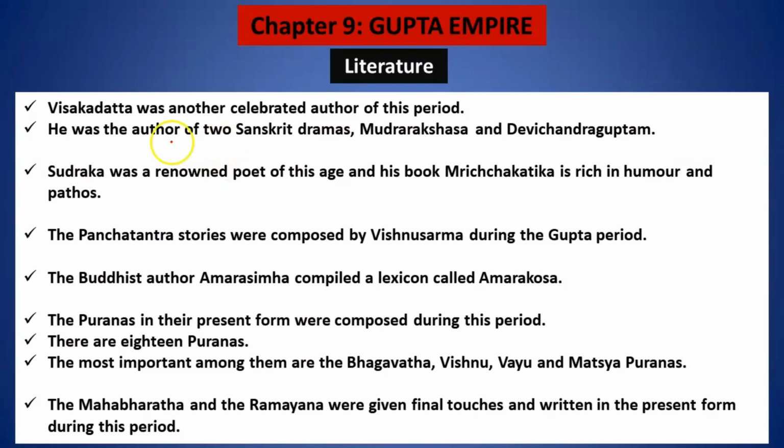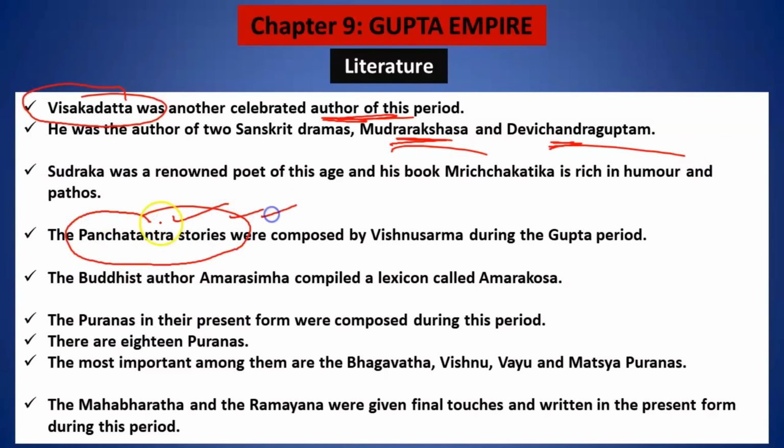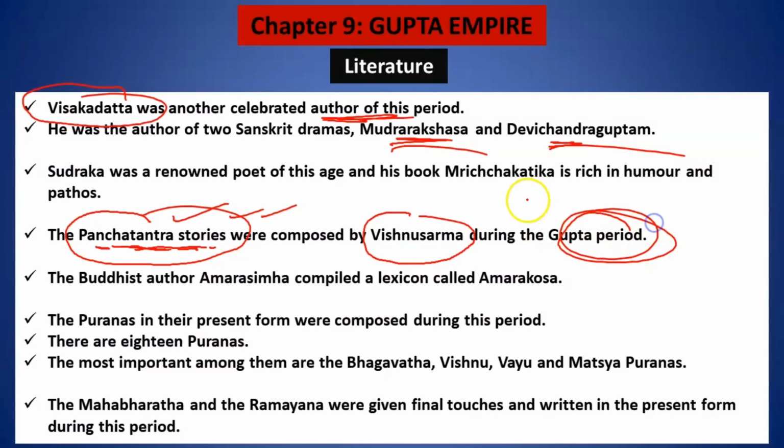Another important thing was that Vishakhadatta was also a celebrated author of this period. Two Sanskrit dramas, Mudrarakshasa and Devichandraguptam, were written by him. This is also very, very important. It has been asked at times in the examination. The Panchtantra stories, alright, if you go to railway stations and those places, you might have heard about these names. Panchtantra, Bachchon Ki Kahaniyan stories. These were composed by Vishnu Sarma and it was done during the Gupta period. That is why golden period. Remember this, guys. This was the golden age.